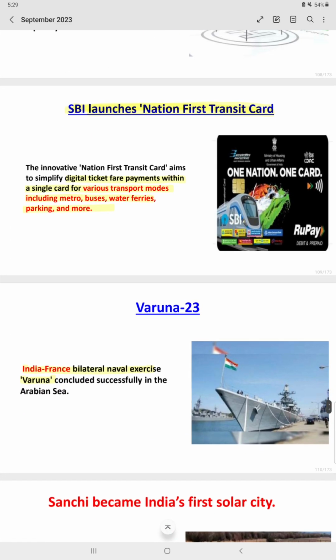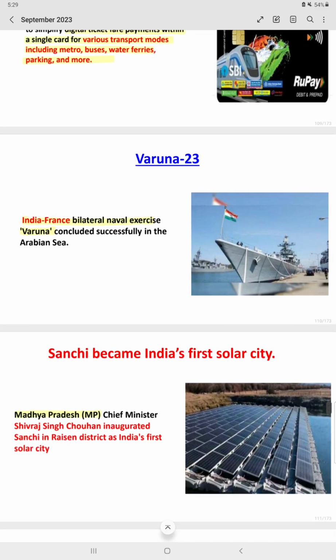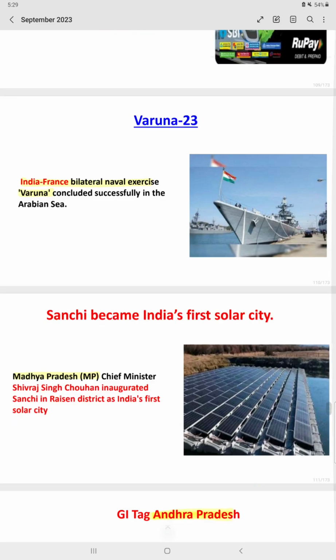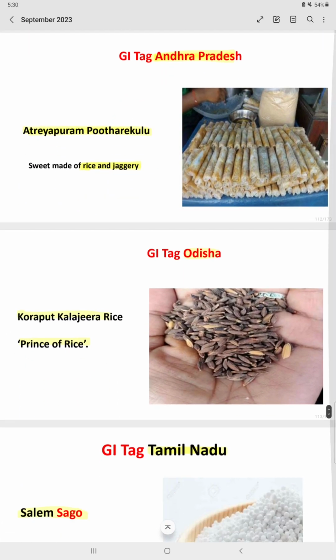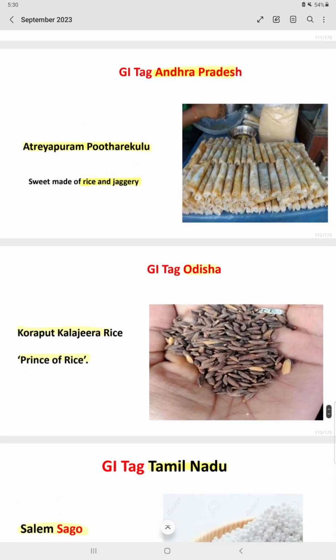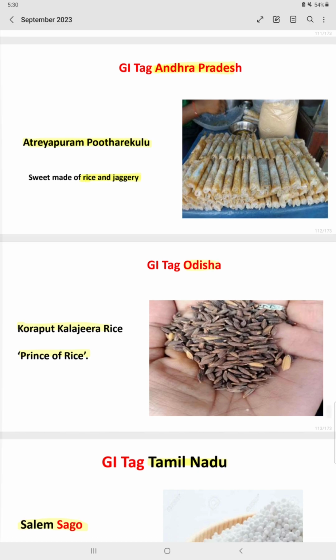Then the nation's first transit card. Who has launched this? SBI has launched it. This is one nation, one card, and it can be used for digital tickets, fares, payments, everything in one card. Then we have Varuna 23, an exercise between India and France. Then Sanchi has become the first Indian solar city. Where is this Sanchi? It is in Madhya Pradesh. Then we have a GI tag for Andhra Pradesh. What is that? Atreyapuram Pootharekulu, a sweet made of rice and jaggery.